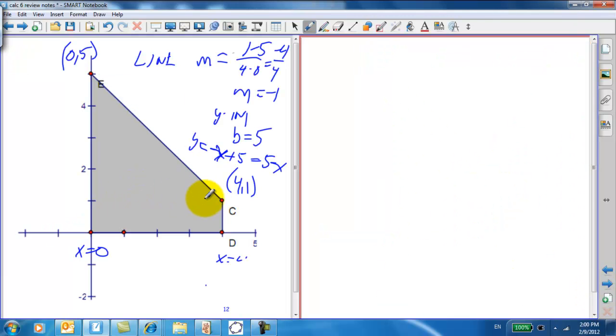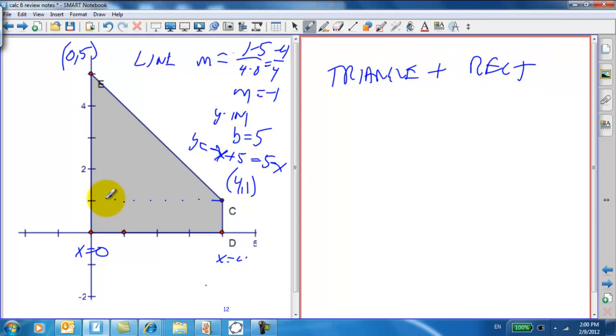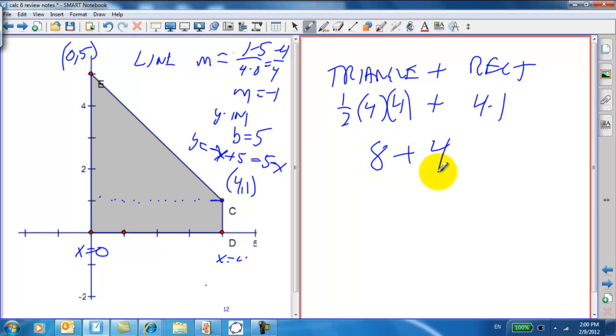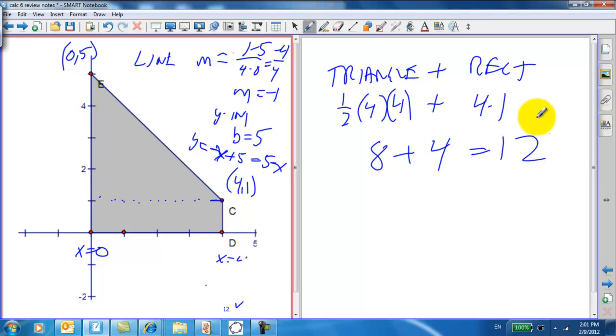This area under the curve, we could divide up like this. We could say the triangle plus the rectangle. And the triangle is going to be 1/2 the base, which is 4, times the height, which is 1, 2, 3, 4. The rectangle is a 4 by 1 rectangle. So you get 8 plus 4 equals 12. And that checks with the answer off the calculator.